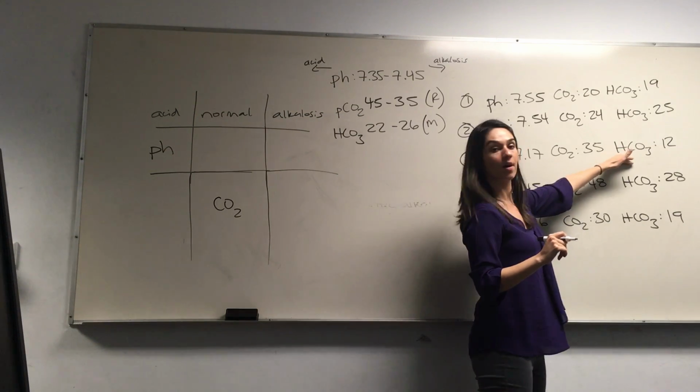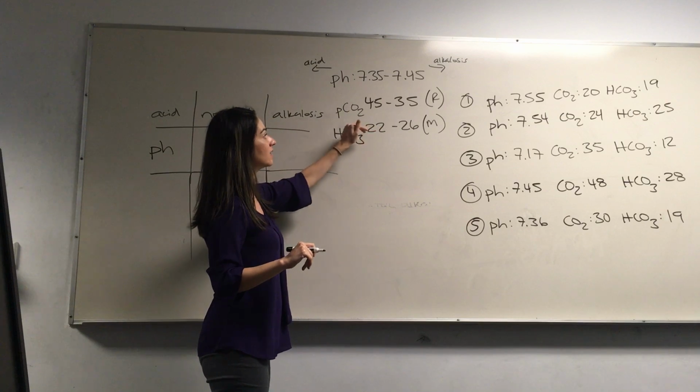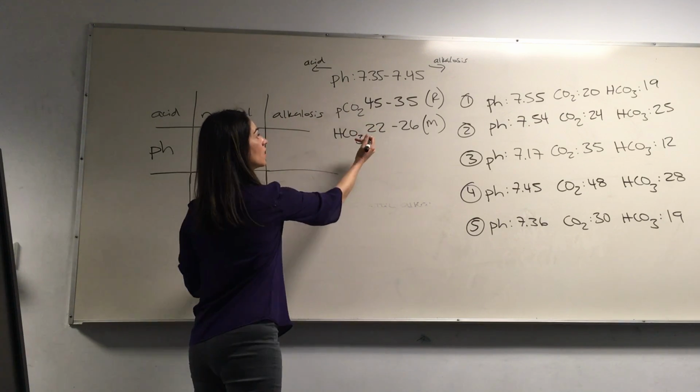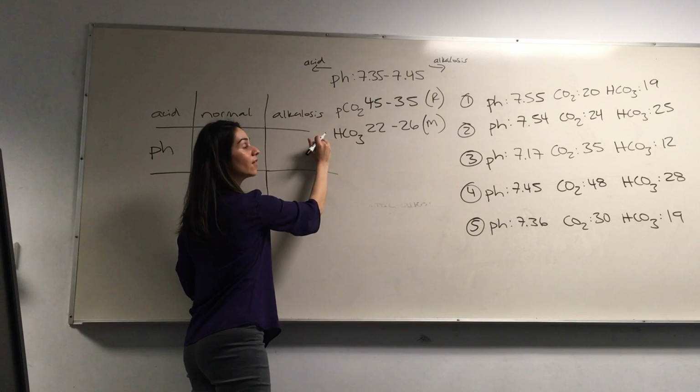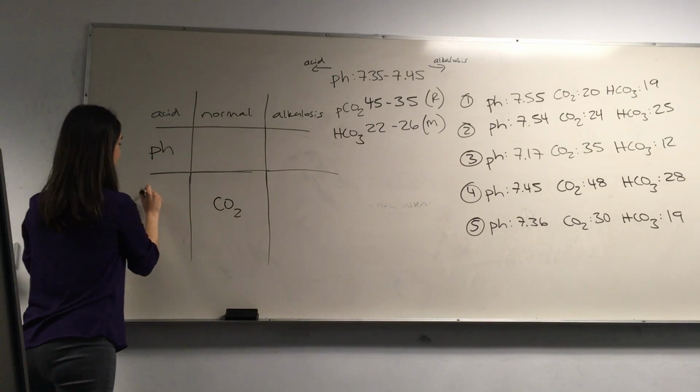And let's look at our bicarb. Our bicarb is 12. So we need to think 12 is less than 22. So we have low base. So we are now falling into the acidic side. So you need to put your bicarb on the acidic side.